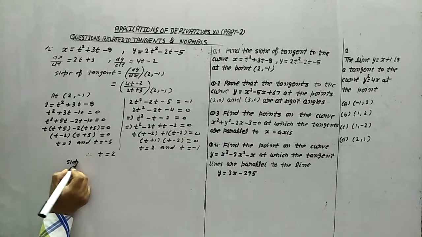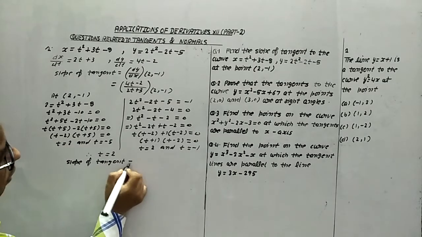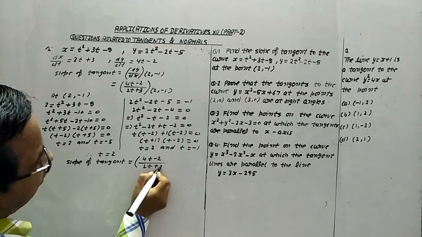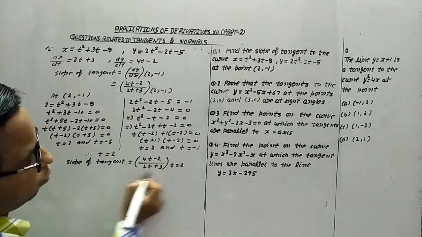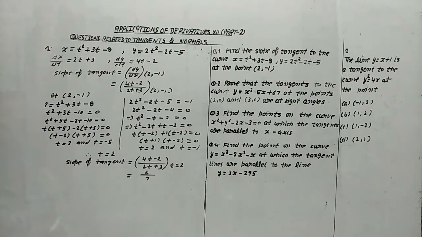Therefore the slope of the tangent is (4t − 2)/(2t + 3) at t = 2. And once we do the calculation, it comes to 6/7.